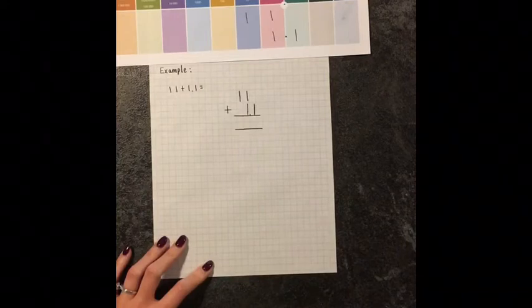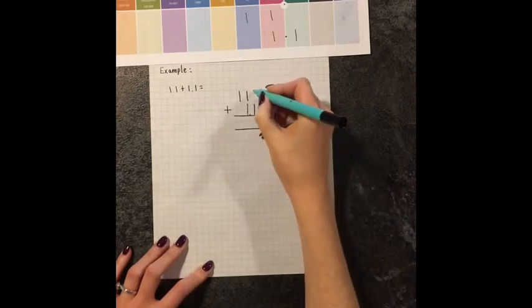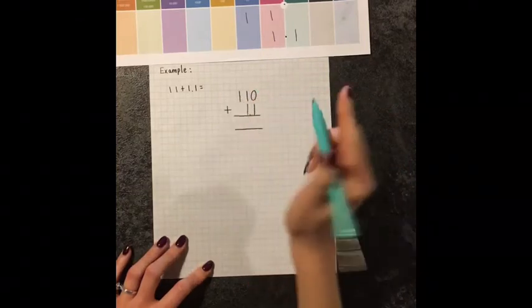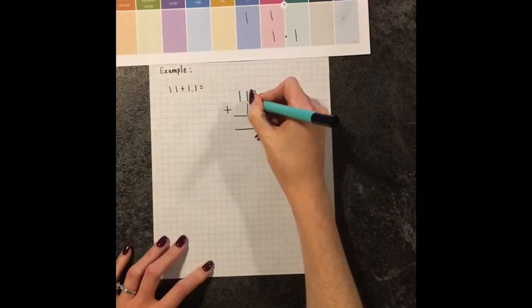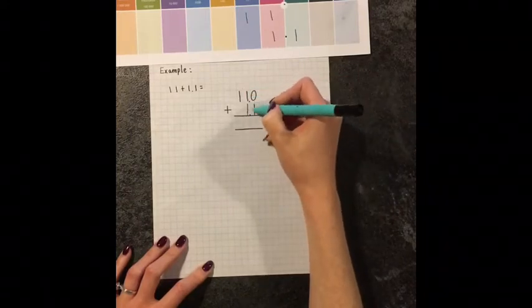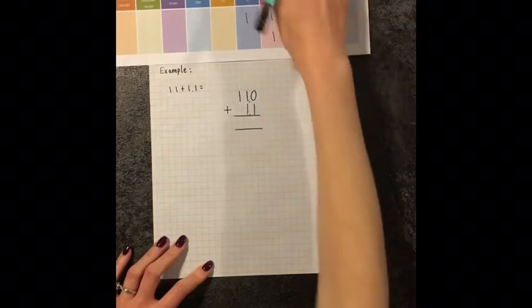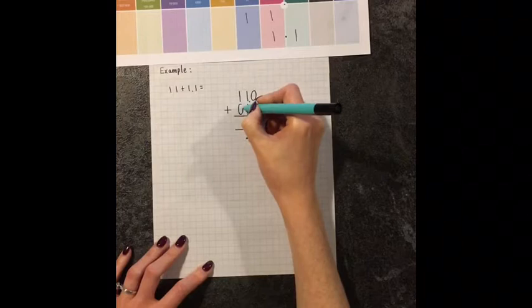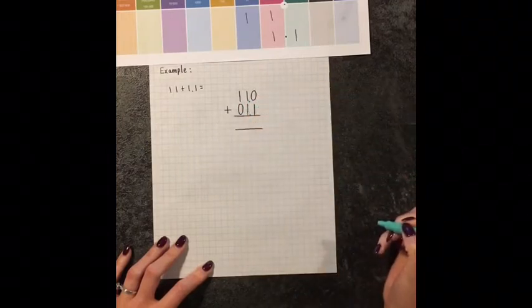Now what I'm going to do next, before I add anything, is place a 0 anywhere where there is a digit not given. So I don't have a digit here because I don't have any tenths in 11. I must put my decimal point in its correct place. It always sits in between the ones and the tenths. And I'm going to put a 0 here because I don't have any tens.